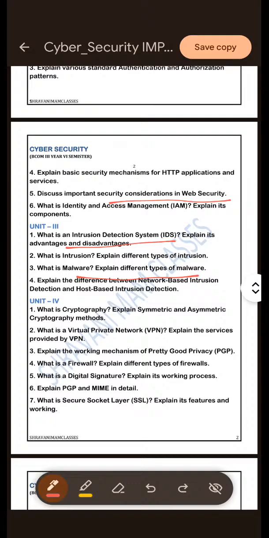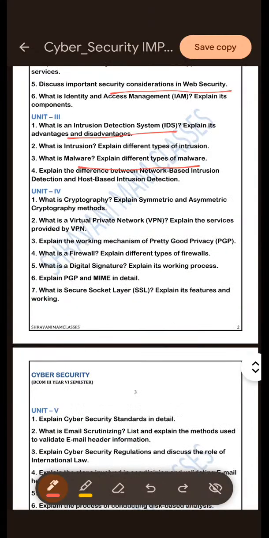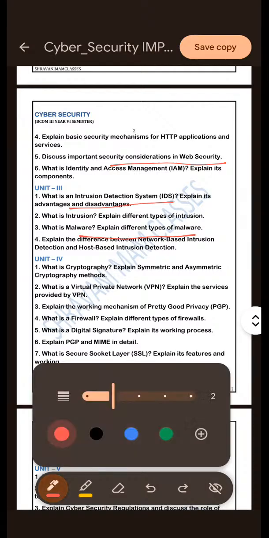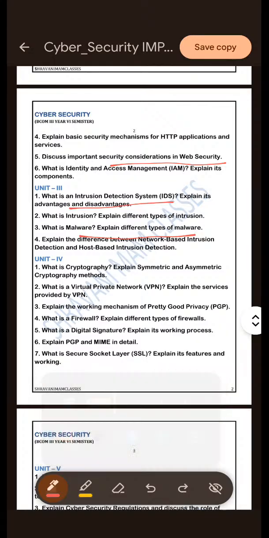Now coming to the fourth unit. In the fourth unit we have concepts like cryptography. Explain symmetric and asymmetric cryptography methods. Okay, cryptography is a technique for securing data using encryption standards, right? What is encryption? Everyone knows it converts readable data into unreadable format. So we will take a cipher, a plain text, a public key and a private key, right? It also has two types, symmetric and asymmetric cryptography.